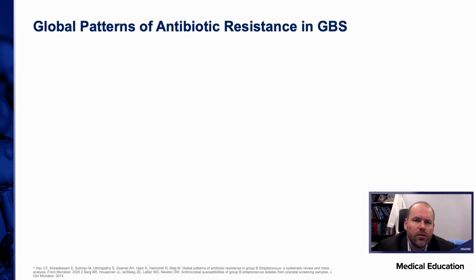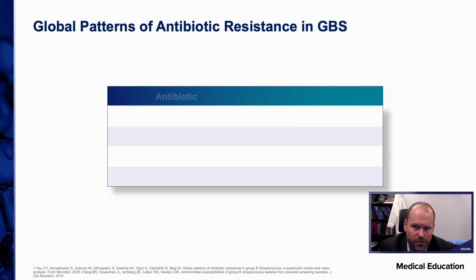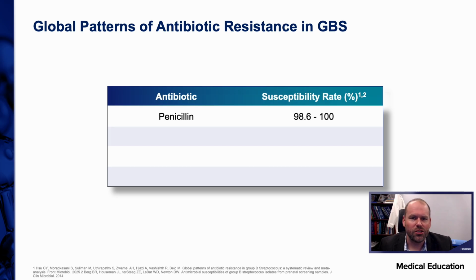And in fact, when we talk about global patterns of antibiotic resistance in group B strep, it's very clear penicillin is still the go-to in terms of susceptibility rate. 99 to 100% of GBS organisms are sensitive to penicillin. So group B strep is exquisitely sensitive to penicillin. It's also exquisitely sensitive to vancomycin, but vancomycin is our last go-to drug in our arsenal of antibiotics, and it's not one we use readily because we don't want to develop resistance and because it also has other off-label effects that are not good.